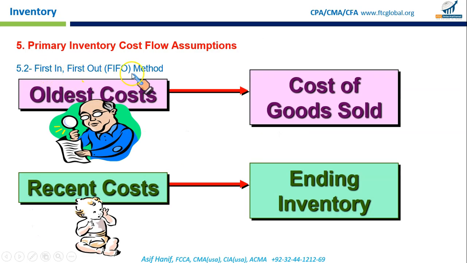Next, we have the first in, first out method. In this method, the oldest costs are matched with current sales. In other words, your oldest costs go to your cost of goods sold, and your remaining inventory is valued at recent cost. This is the very key point. Please remember, in first in, first out, oldest costs become part of cost of goods sold, and your recent costs become part of your closing stock. In other words, you can say your ending inventory is valued at recent cost, or your remaining inventory is valued at recent cost.